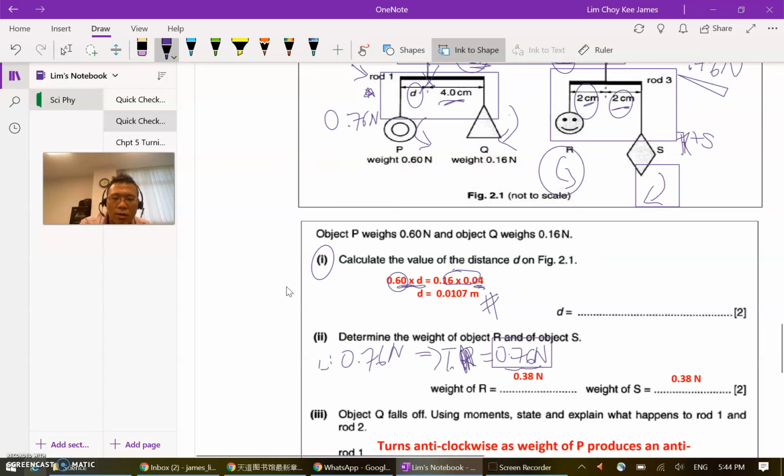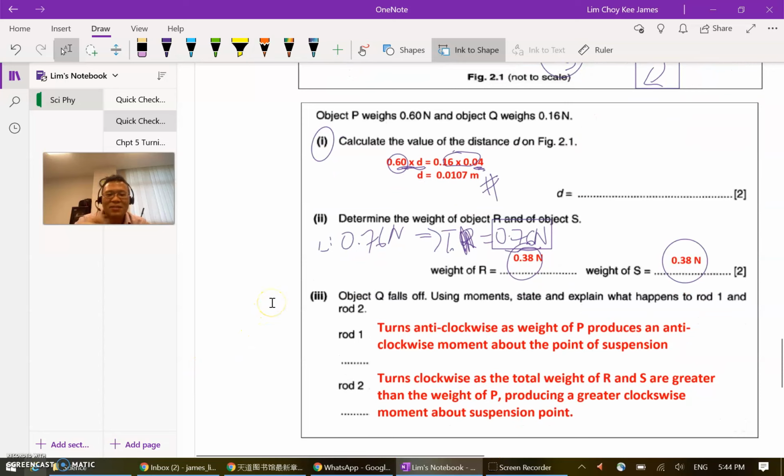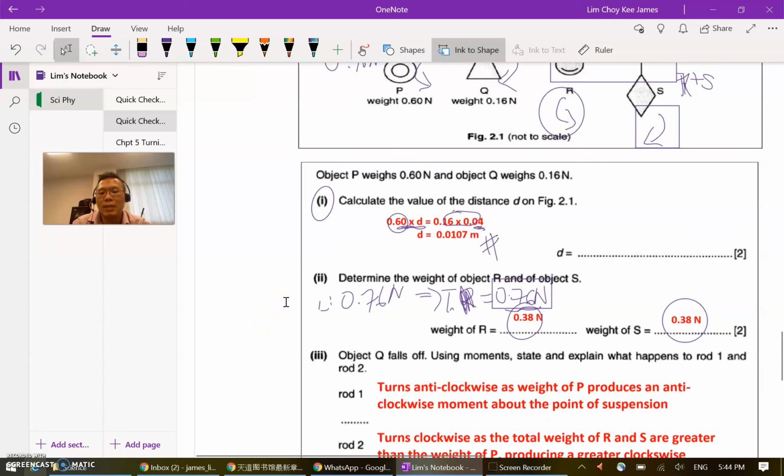Since R and S add up to be 0.76 and they are equal, R will take half of the number and S will take half of the number. So R will be 0.38, and S will be 0.38. I hope this is clear. Because the moments at both sides are equal and the distances are equal, that's why the forces experienced by R and S will be the same.